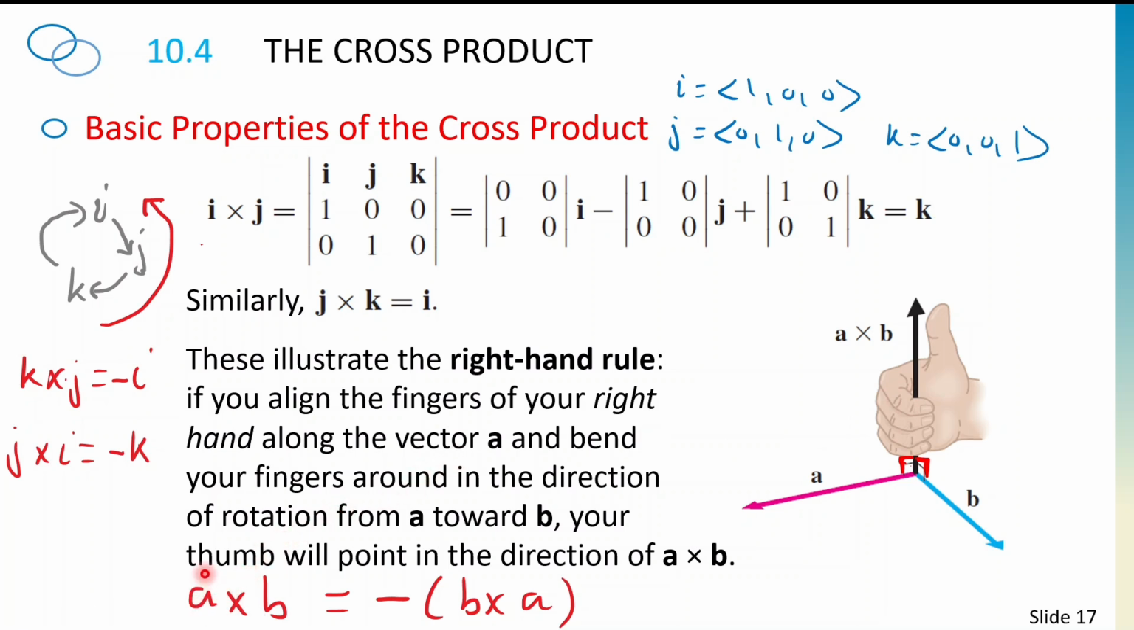Now, in general, remember that with the dot product, it used to be commutative. So if I say A dot B, it's the same as B dot A, while that's not true for the cross product, okay? So A cross B is basically negative B cross A. Because if I do B cross A, that means I switch the order of one row. And as I told you before, if I switch the order of one row, that means it will get a negative sign.